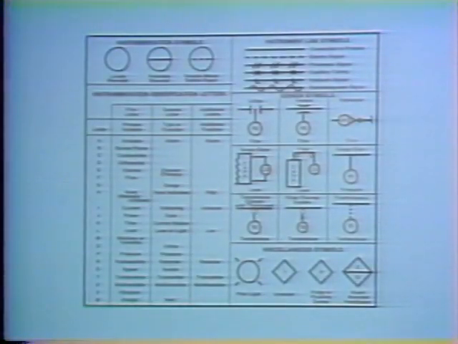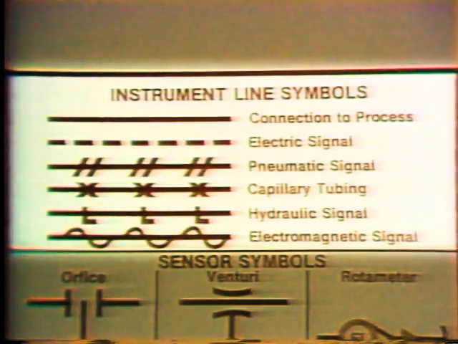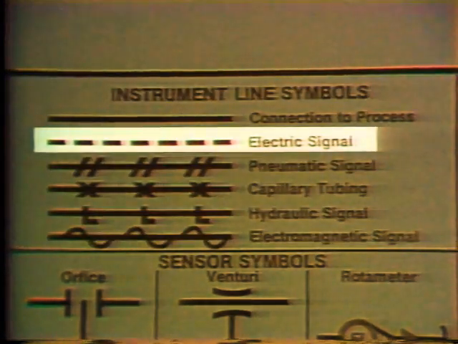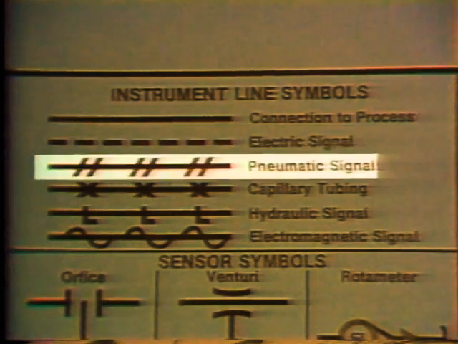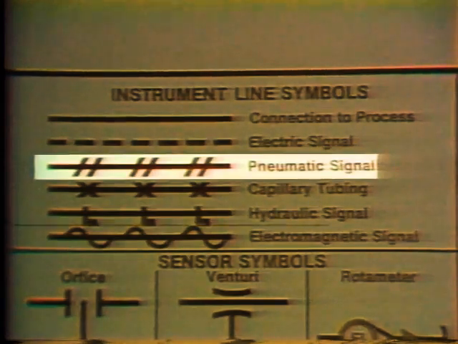The meaning of these symbols is found in the line symbol section of the legend. Two of the most common lines that are used on P&IDs are the broken line, which indicates an electrical connection, and the solid line with hash marks over it that indicates a pneumatic connection.